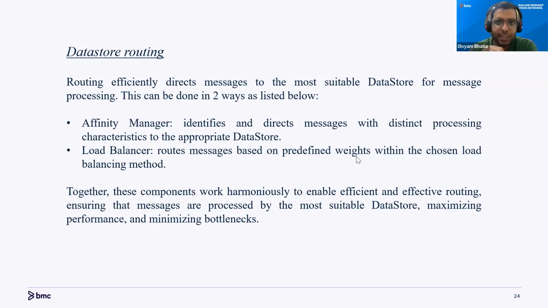So essentially, say for example, some message has a load of 100, it will be routed to some data store. If someone has 80, then it will be routed to some different data store. And when we combine these two components, we essentially get the most efficient and most effective routing, and the messages are processed, as I said, to maximize performance and minimize bottlenecks.